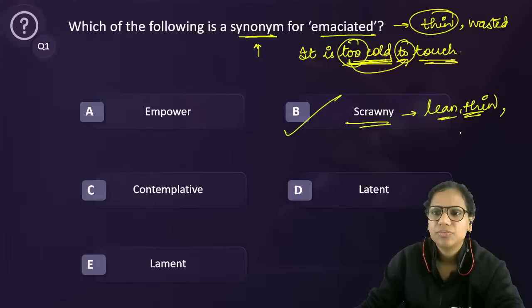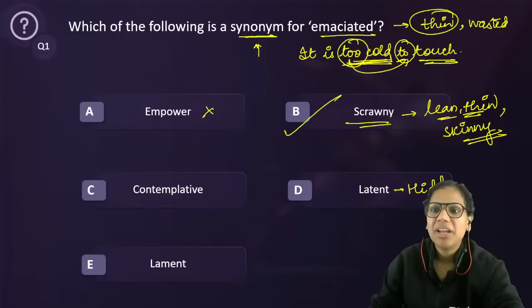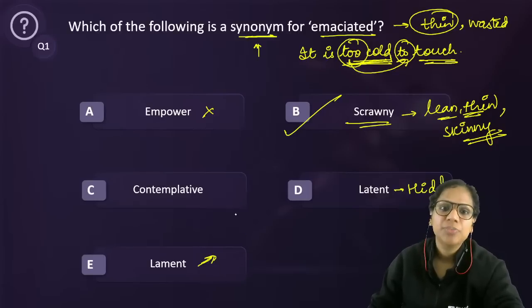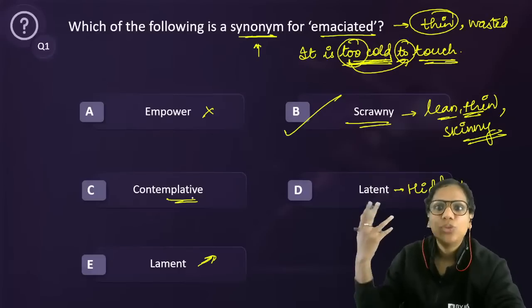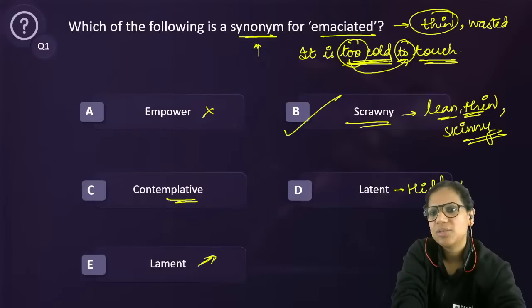Okay, when I use this word skinny, which has a negative connotation to it, all of these are synonyms. Okay. Empower, not at all related to empower someone. Latent is hidden. Lament is when you have remorse or when you regret something, right? When you are sorrowful about something. Contemplative, when you introspect, when you think about something in detail, that's when you contemplate the subject. So these are not related. Okay, learn mode, I'll do that.